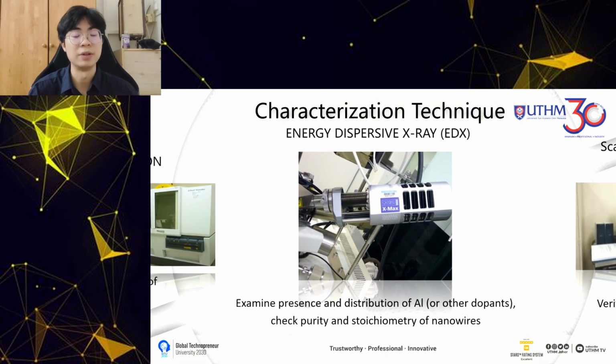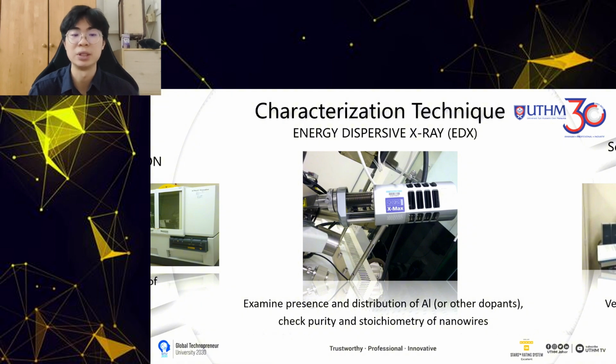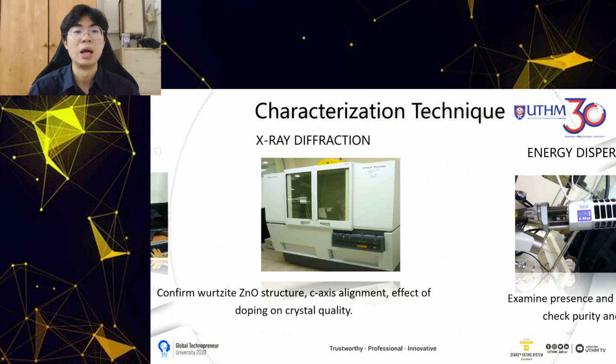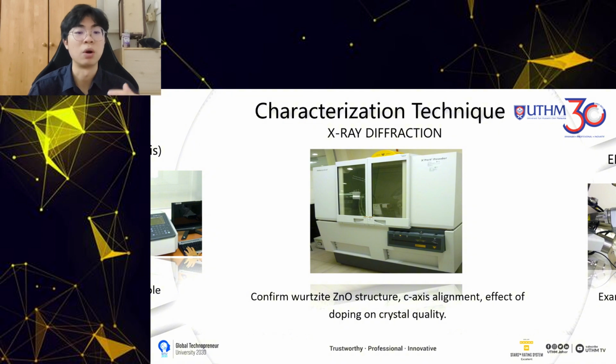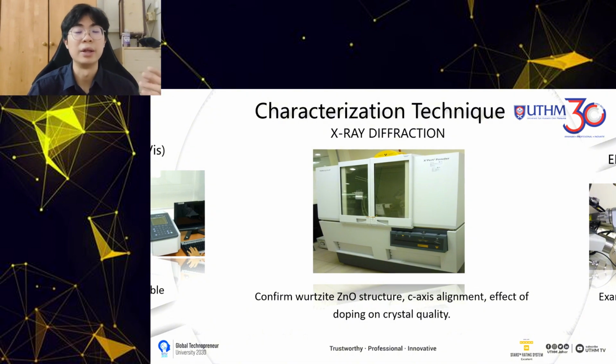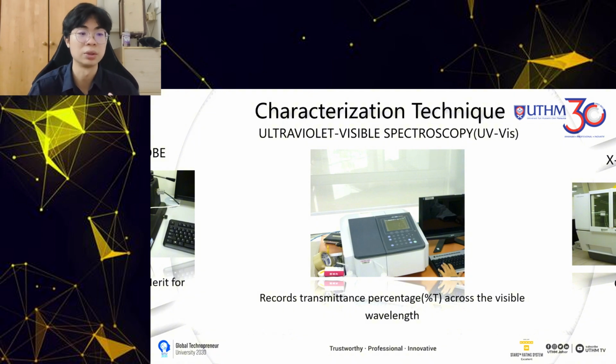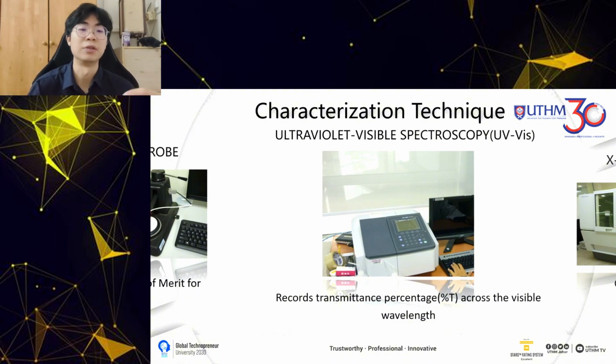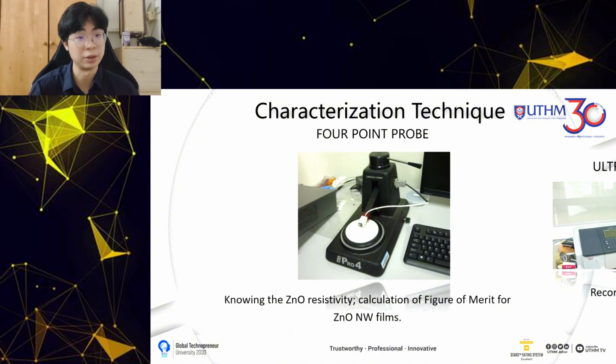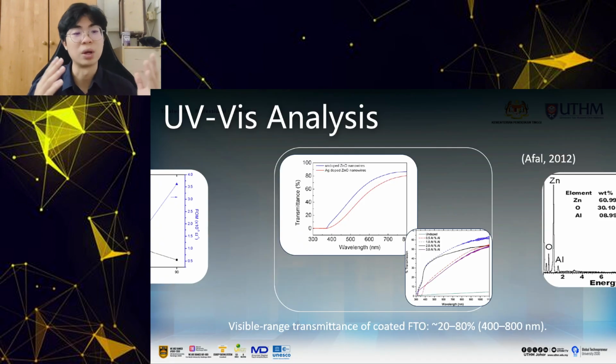And next is the energy dispersive X-ray, EDX, which is used to examine presence and distribution of aluminium or other dopants and check purity and stoichiometry of the nanowire. Next is the XRD, X-ray diffraction, which is used to confirm wurtzite zinc oxide nanostructure, c-axis alignment, and effect of doping on crystal quality. And next is the UV-Vis, or ultraviolet visible spectroscopy, which is used to record transmittance percentage across the visible wavelength. And lastly is the 4-point probe, which is used to calculate the zinc oxide resistivity. And after that, we can calculate the figure of merit for the zinc oxide nanowire thin film.